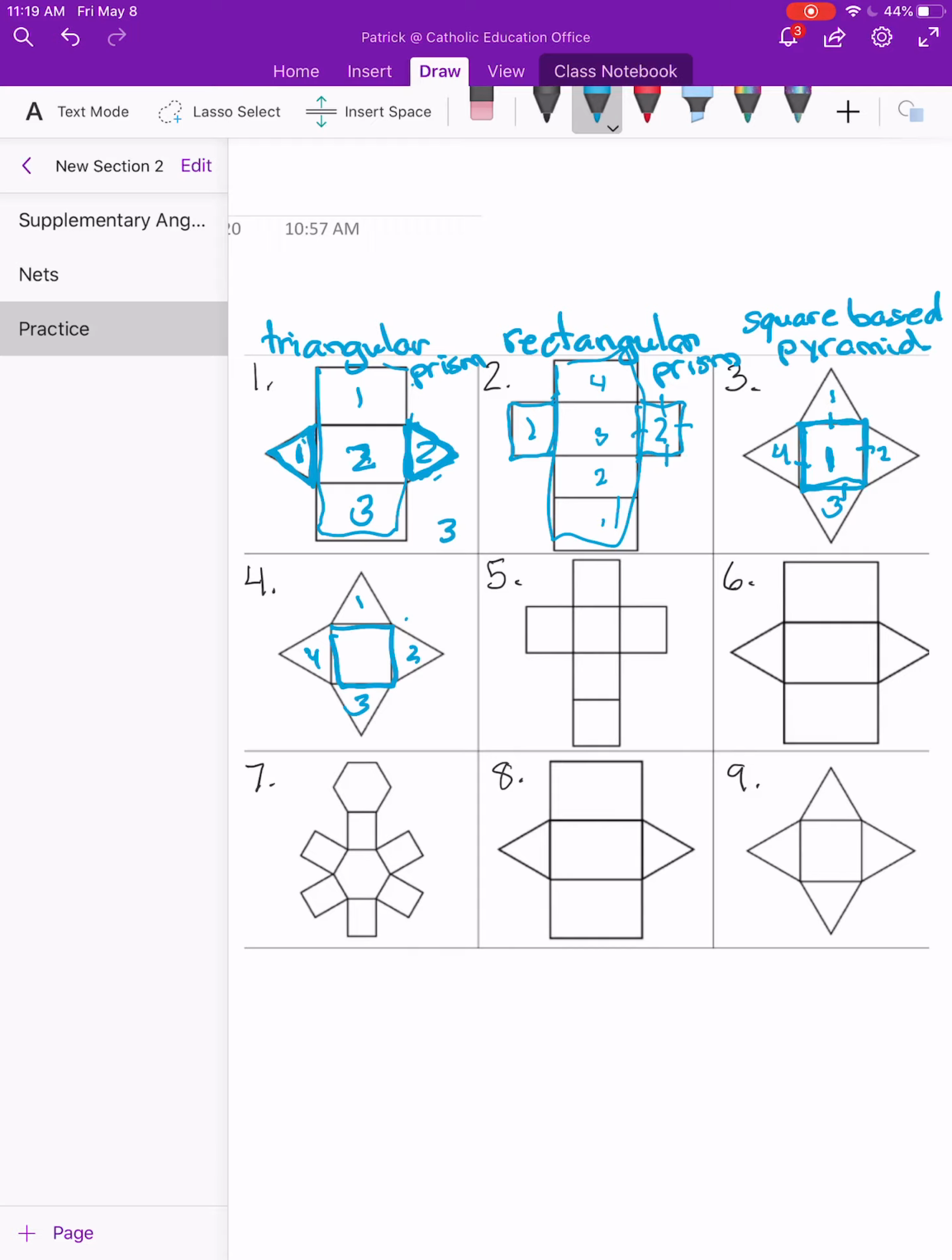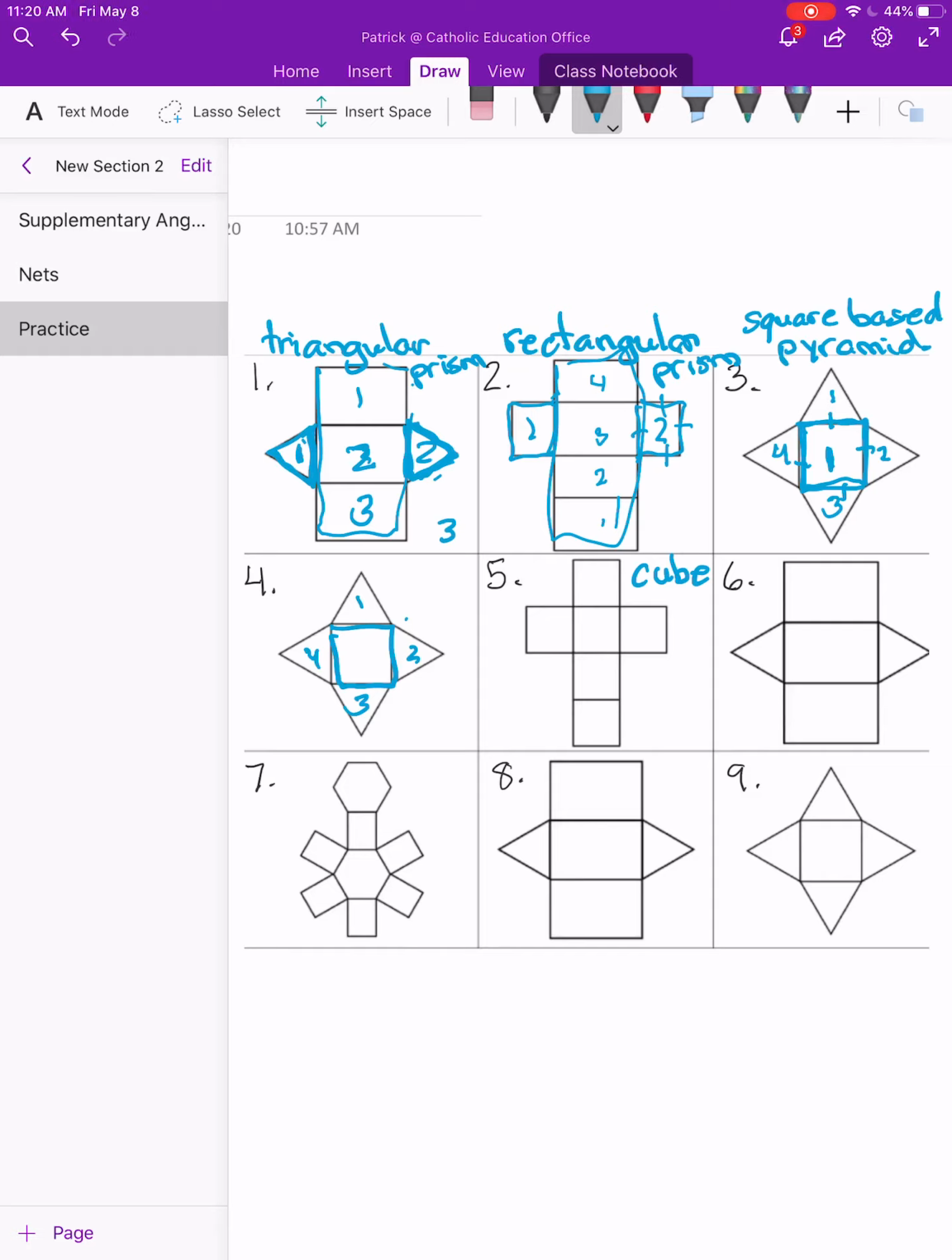Okay, I've got lots of squares in this one. All of them are squares, actually. So there's no triangles, so this can't be a pyramid. So it's got to be a prism of some kind. Well, this is a special kind of prism. When everything is squares, then it has to be a cube. That's a special name for a prism that's all squares. It just makes a cube.